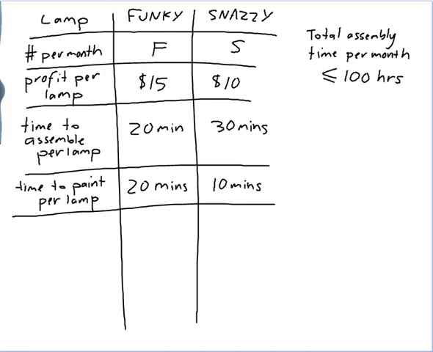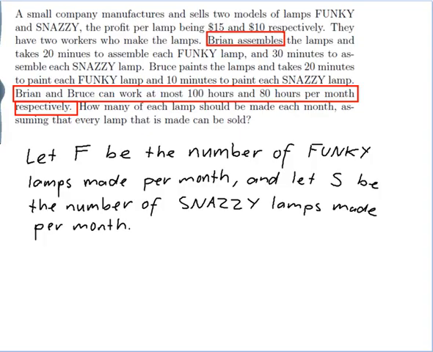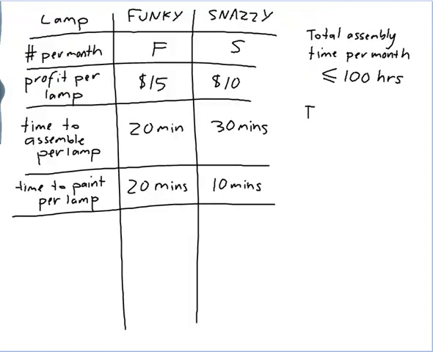Okay, and what was it for the other guy? Bruce can work 80 hours per month, and Bruce was painting. So total painting time per month is less than or equal to 80 hours.